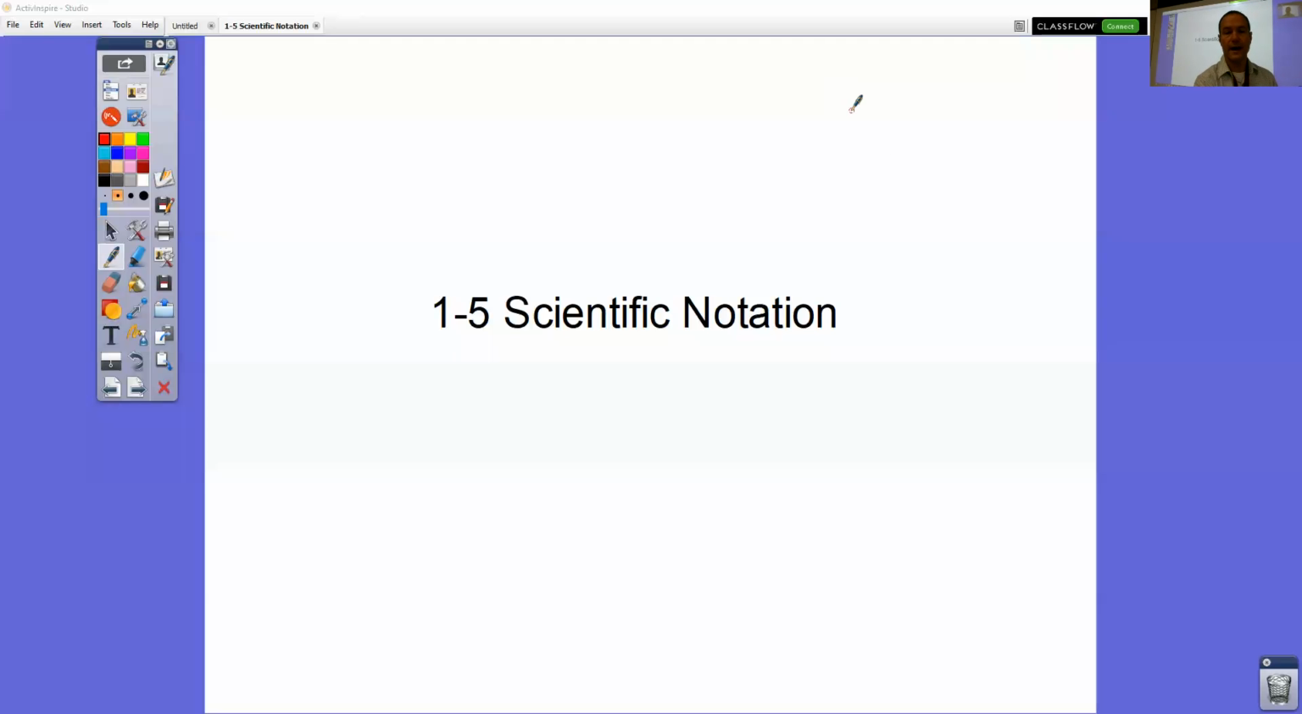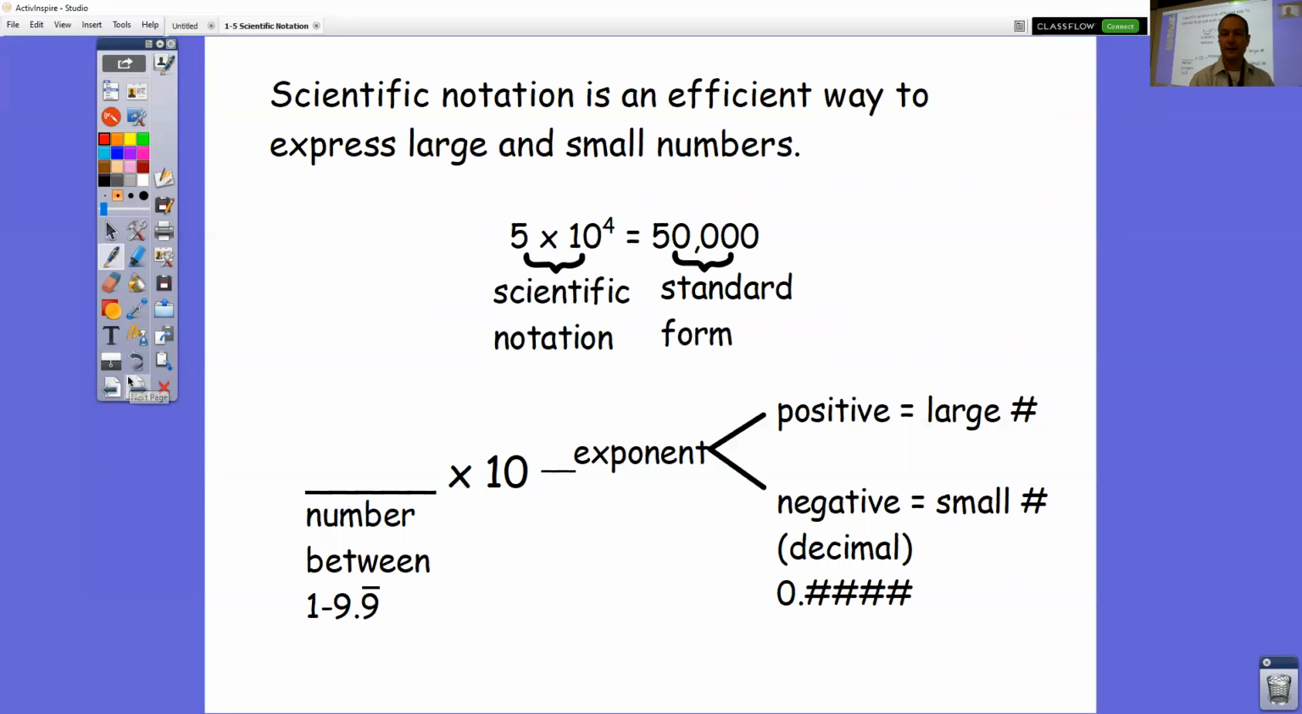This is lesson 1-5, converting in scientific notation. Scientific notation is an efficient way to express really, really large numbers, like numbers in the thousands or millions or billions, and really, really small numbers, microscopic numbers, numbers that start with 0 point. So there's two different forms.